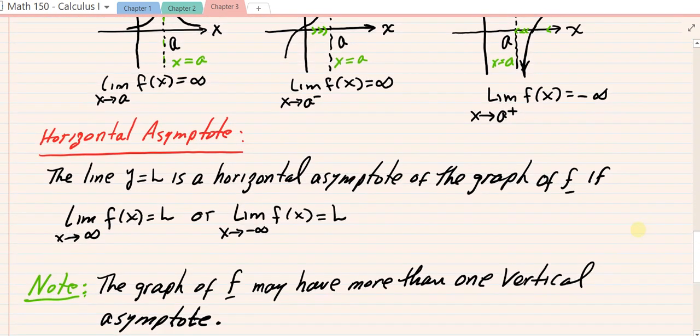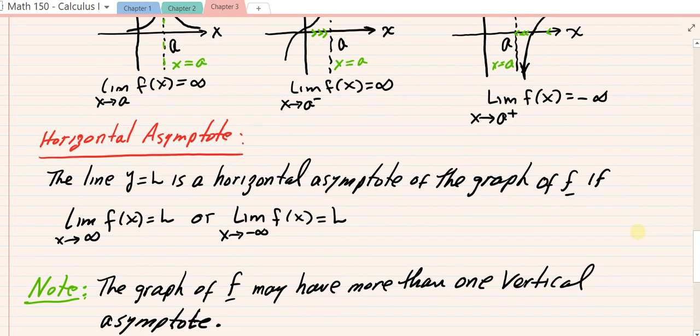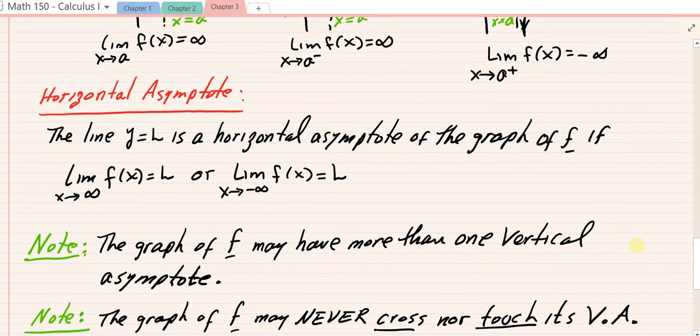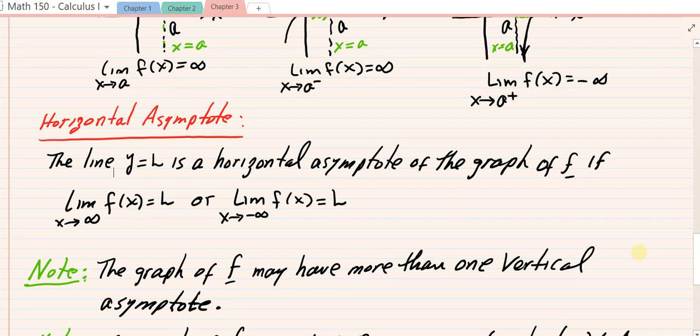Now this time we have horizontal lines, right? Horizontal asymptotes, so we have y equals L, not x equals. So it's y equals L now. It is a horizontal asymptote of the graph of f if the limit as x goes to infinity or negative infinity of f of x approaches L. Okay. Now I have a few notes here about this, because it can get a little confusing.